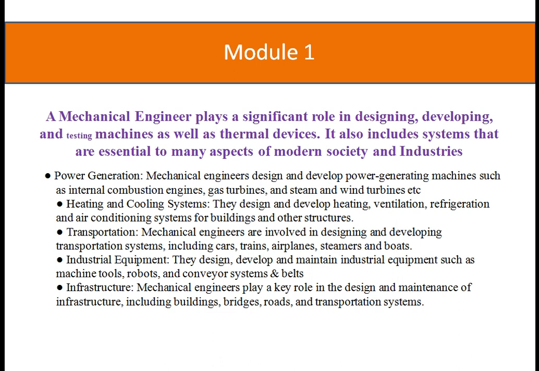So like this, different types of systems are required which have to be designed and installed at the workplace by the mechanical engineer. The heating and cooling systems include ventilation, refrigeration, and air conditioning systems for buildings and other structures, and if you want to maintain AC for software companies, all these are a part of the heating and cooling system. In transportation, mechanical engineers are involved in designing and developing transport systems including cars, airplanes, steamers and boats. They design, develop and maintain industrial equipment such as machine tools, robots, and conveyor systems. In infrastructure, they play a key role in the design and maintenance of buildings, bridges, roads, and transportation systems. So in all these locations, they play an important role.